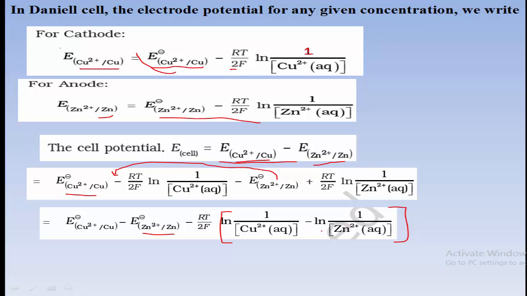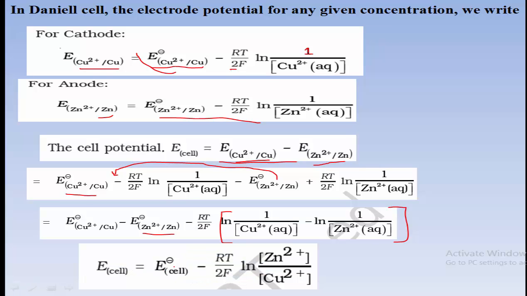This is present in that form, log M minus log N, which we call log M by N. ln M minus ln N is nothing but ln M by N. So what you will get? You will get E naught cell minus RT divided by 2F ln Zn plus 2 divided by Cu plus 2. If you use the M by N formula, 1 divided by Cu plus 2 divided by 1 divided by Zn plus 2, Zn plus 2 comes in the numerator, Cu plus 2 will remain in the denominator.